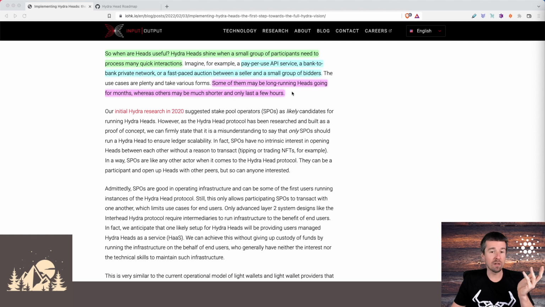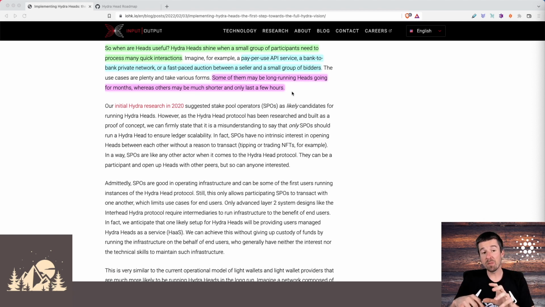some might be shorter and only last a few hours. But the important thing to keep in mind is while these Hydra heads are going to be very useful for these specific use cases, at the outset, they're not going to be a silver bullet that immediately solves all congestion problems on the network, especially for things where you need everyone in the network to know about something all at once, or a sequence of things all at once. It'll be really good for small groups that are having quick transactions between each other that you can reconcile later.